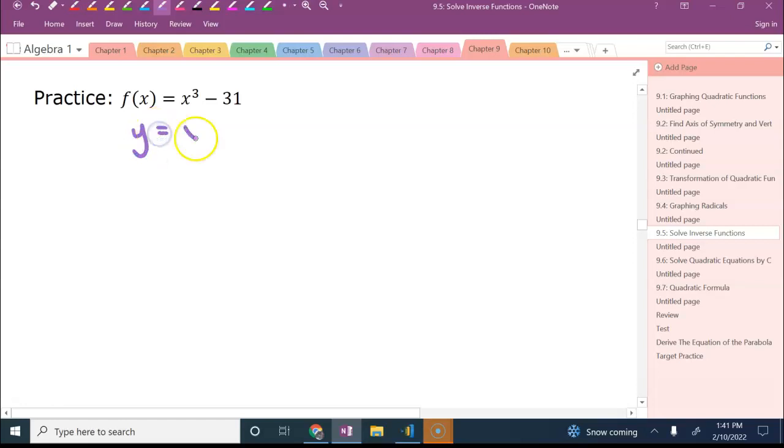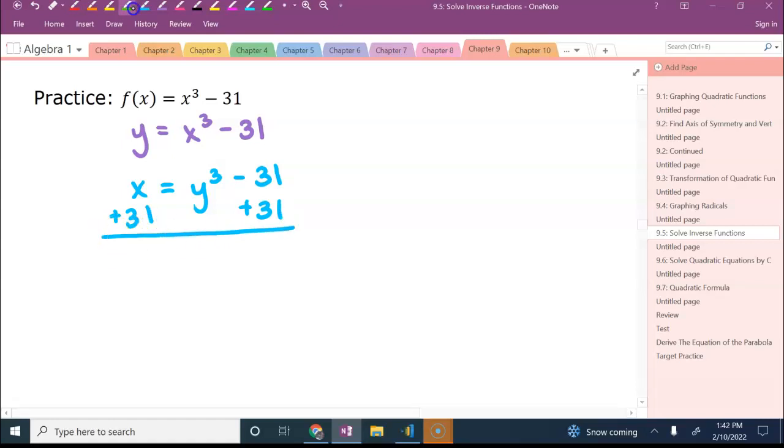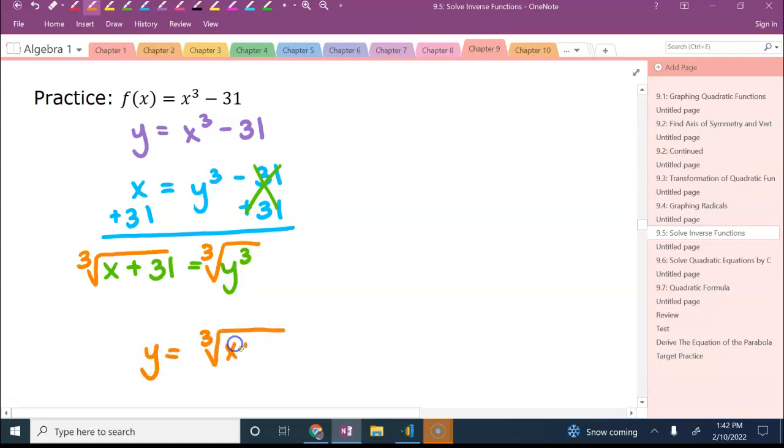So we're going to replace f of x with y. Now we're going to switch our x and our y around. We're going to add 31 to the x. So now it says x plus 31 equals y to the third. And now I'm going to cube root both sides. So my inverse should say y equals the cube root of x plus 31, and all of that is underneath the radical sign.